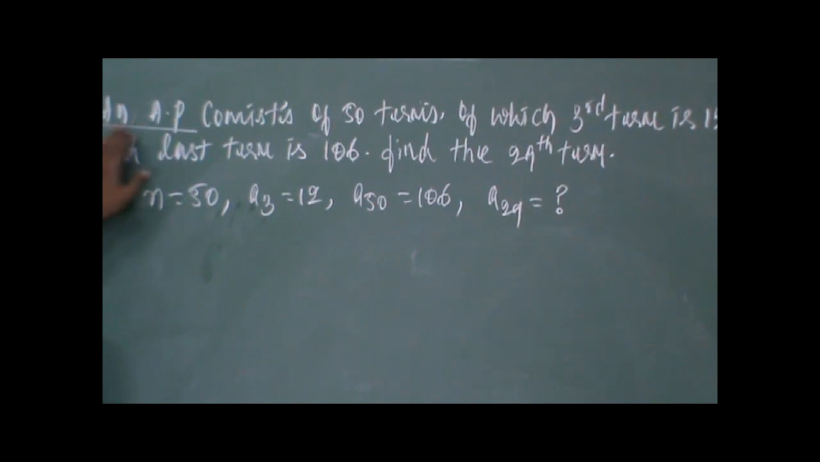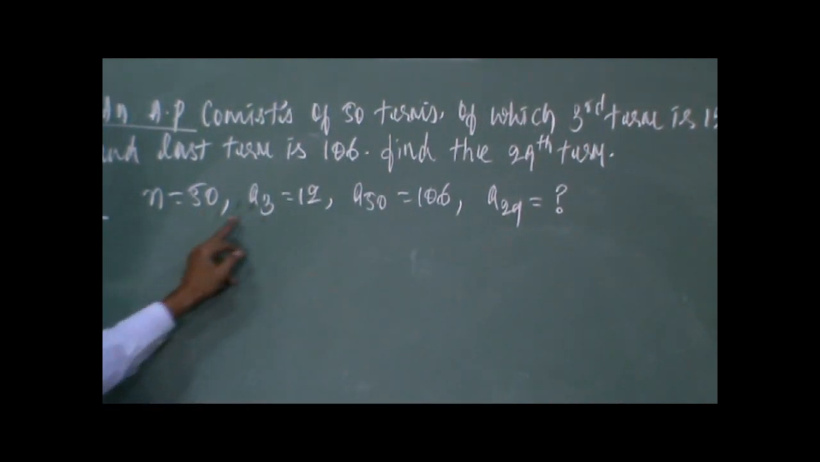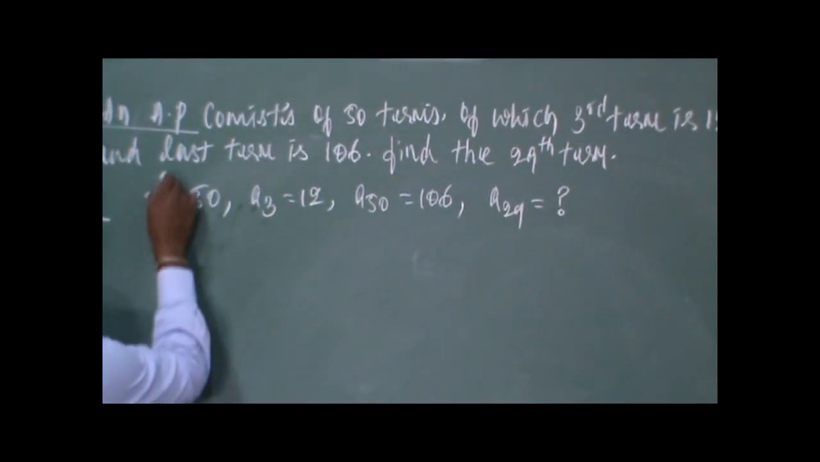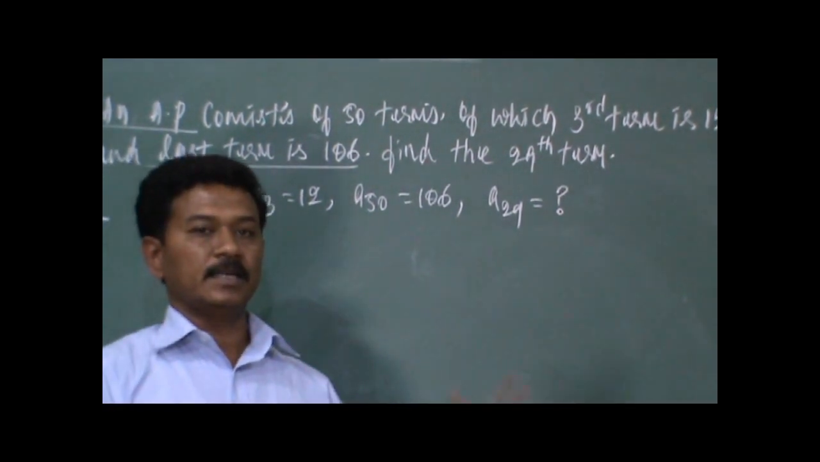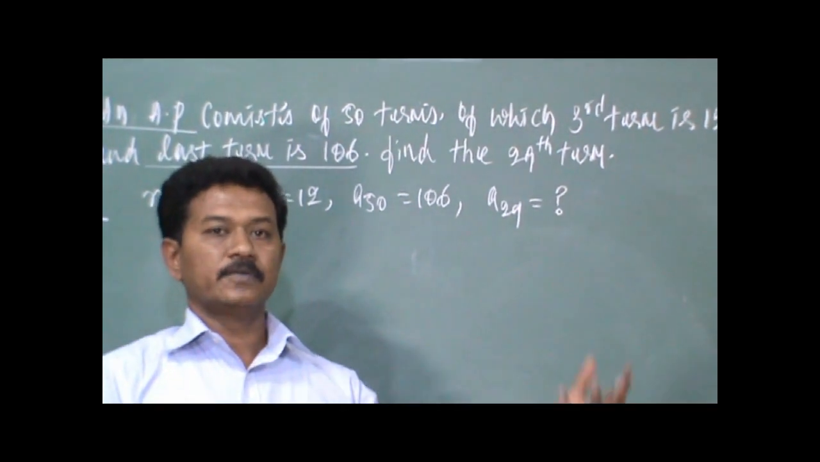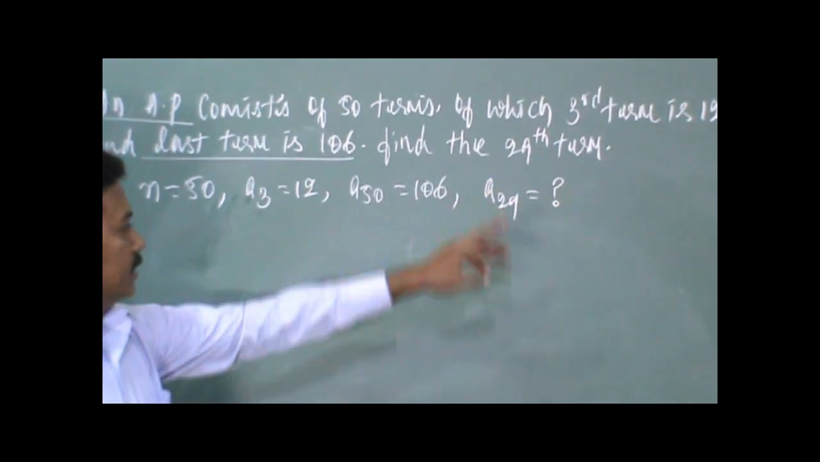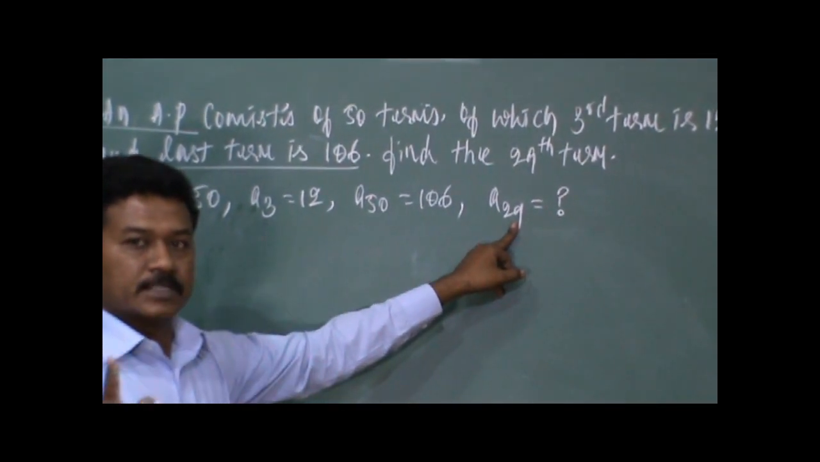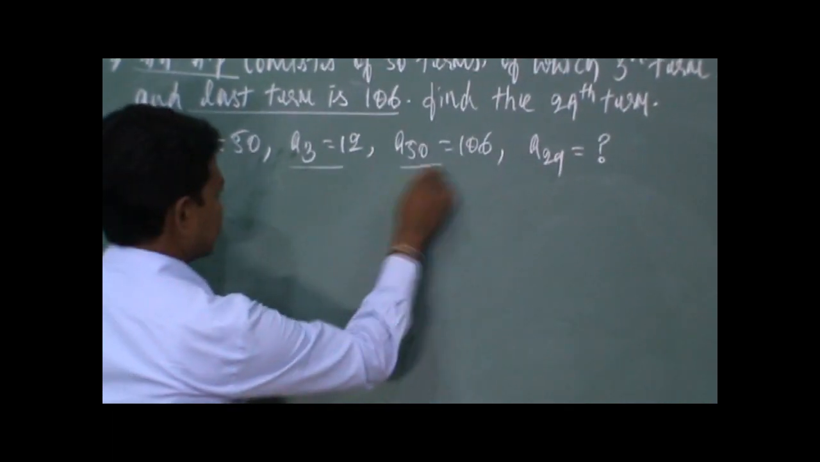So once again, the AP consists of 50 terms, therefore n is equal to 50, of which third term is 12. So therefore A3 is 12 and last term is 106. So this statement is very important. So in that AP we have 50 terms and he says that last term is 106. So therefore 50th term itself is 106. So I have written here, find the 29th term. In an AP, in order to find any term, we need the value of first term and common difference. So here two different terms are there with us.